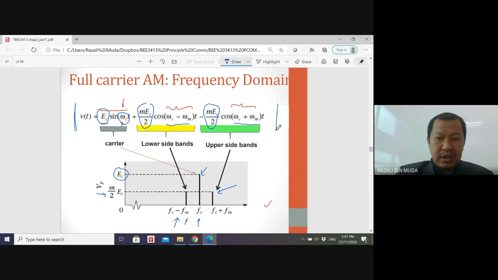Okay, from this equation, this is the AM modulated signal. So from this equation, we can summarize it into a frequency domain representation, where we only take the magnitude and frequency of this equation. So take this amplitude and plot it against its frequency. The same goes for the lower sideband and also the upper sideband.